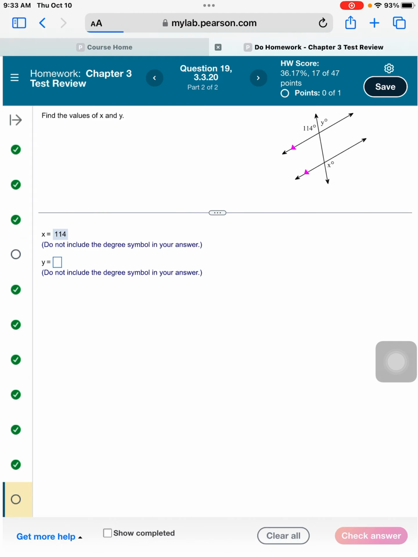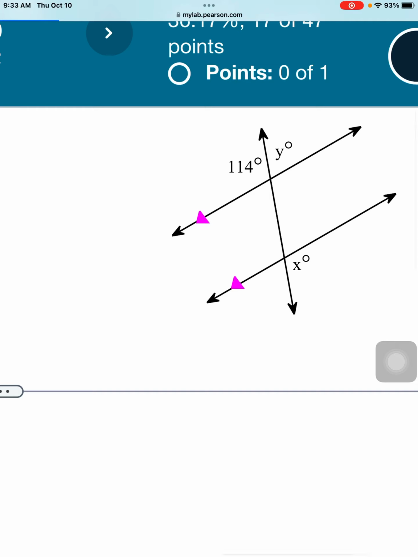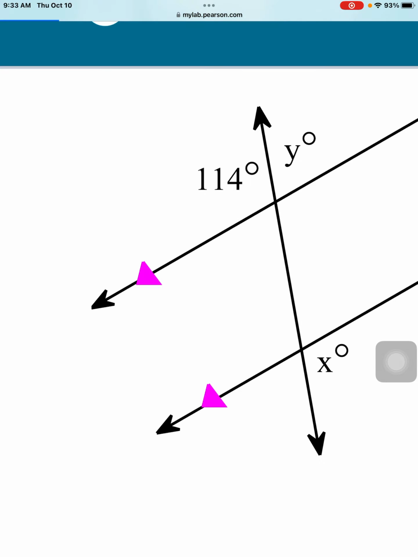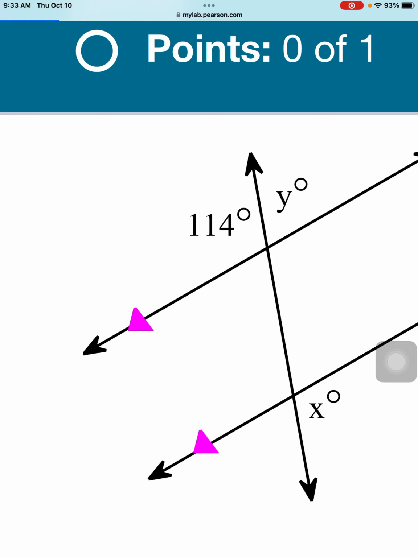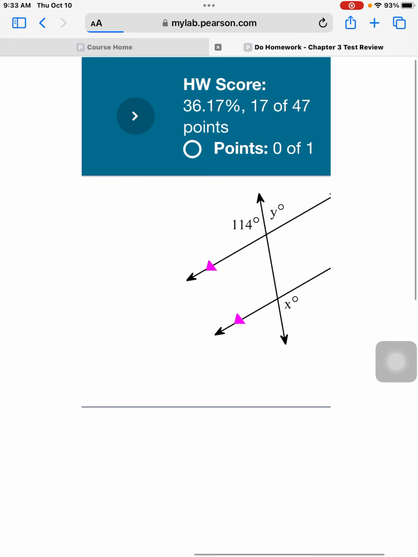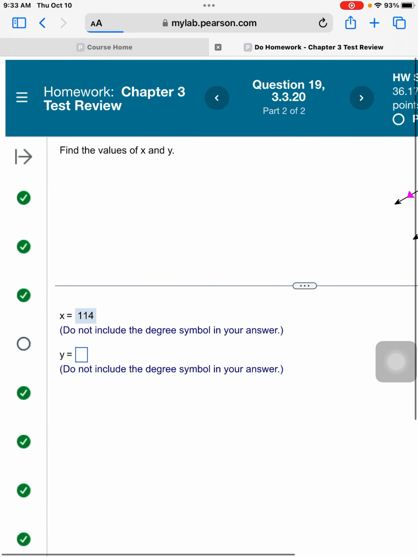Okay, and now what is the relationship between y and 114? They are supplementary. So what is 180 minus 114? That'll give me my y. Or 114 plus y equals 180, and it's the same thing. So 66, right? 66.